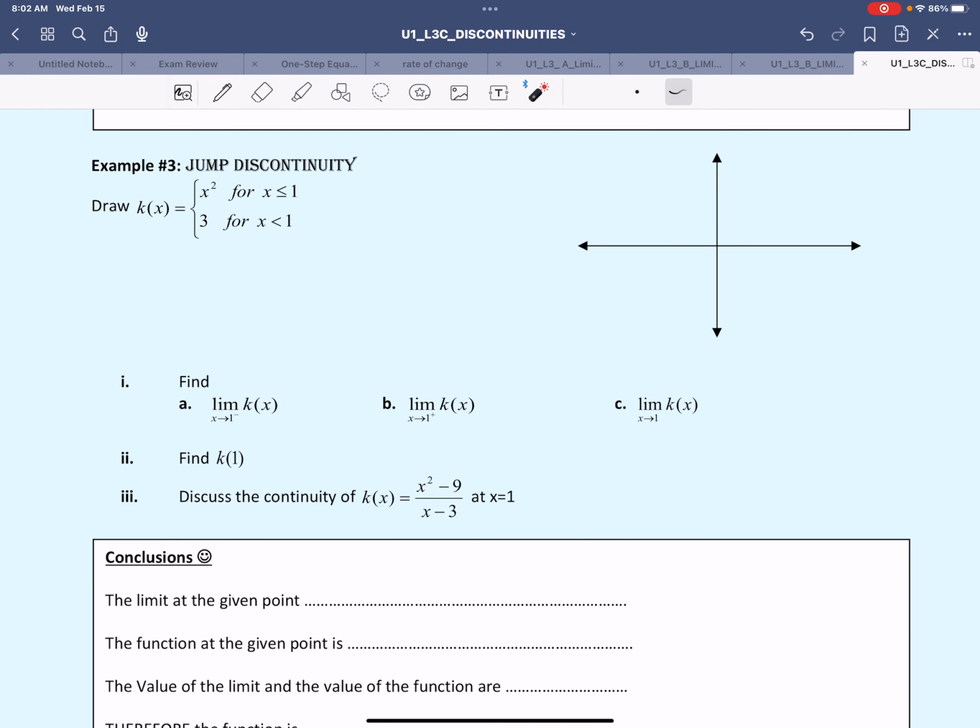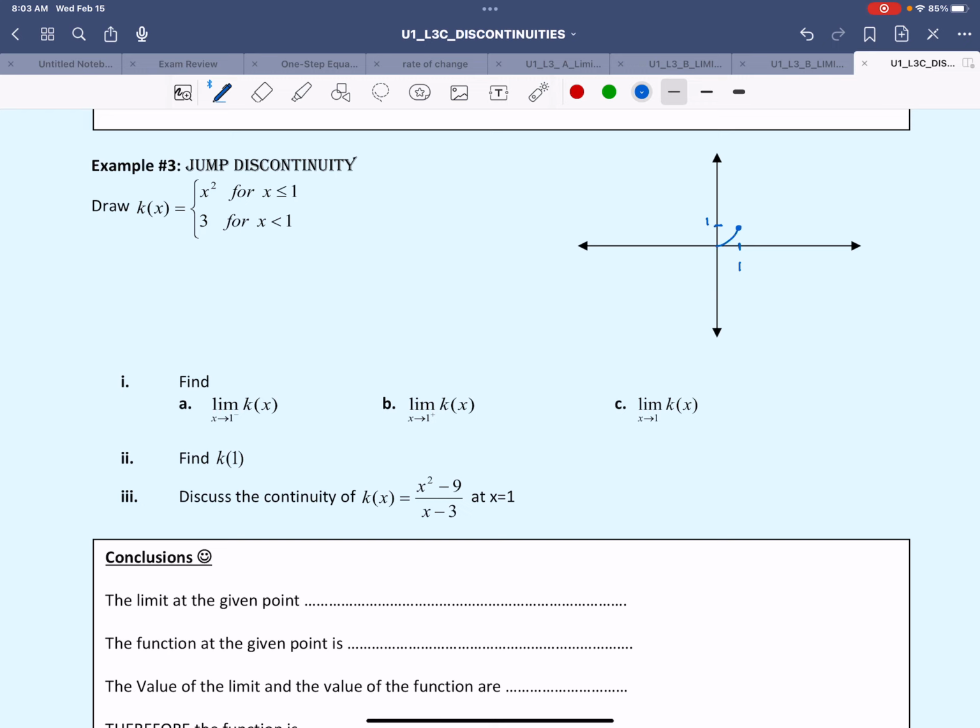Next, we're looking at example 3. We have k(x) equals x squared for x less than or equal to 1, and k(x) equals 3 for x greater than 1. So this is an example of a piecewise function, and I will mark x equals 1 since we're trying to graph in here. And I will try to draw the graph of y equals x squared for x less than or equal to 1, which means that x squared will have a value of 1 squared equals 1. So there we go.